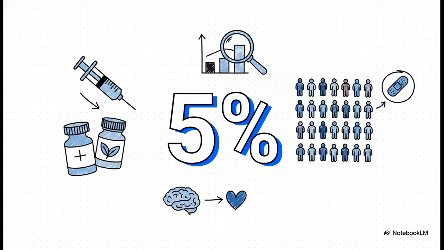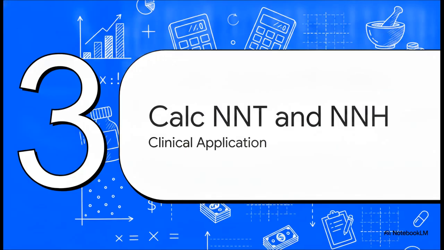Got it? The answer is 5%, which we can also write as the decimal 0.05. You literally just took 20% and subtracted 15%. Easy, right? But what is the clinical so what here? An absolute 5% drop means that for every 100 patients you treat with this new medication, you will absolutely prevent 5 adverse events that would have happened if they were just on the placebo. That's real patient impact.